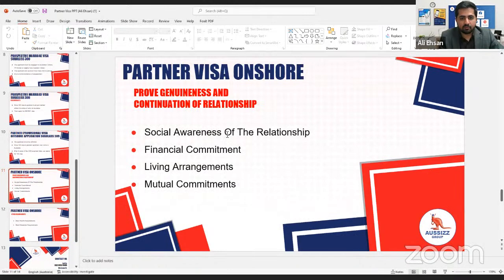Again, in this, you have to prove social awareness of the relationship, financial commitment, living arrangements, and mutual commitments. When the applicant is offshore, the only thing is that you will not have much proof of your cohabitance. You cannot prove that you have been living together for a long time. So you can prove that, as I discussed in an earlier slide, by showing that you are in contact while apart. So that can come in there. And mutual commitment is there like in other visas.